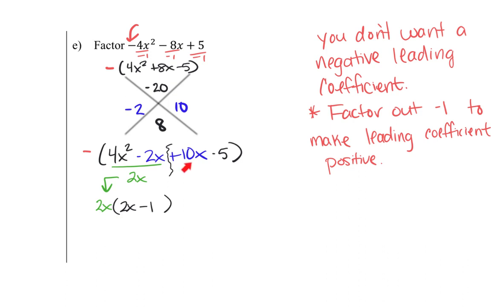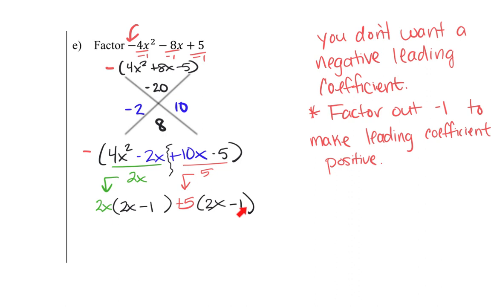Then we're going to look at our second group. What can we factor out of the second group? We can factor out a 5. So pull the 5 out. Then we have 10x divided by 5. That's going to give me 2x. And then negative 5 divided by 5. That's negative 1. We can check our groups. Our groups are the same. So that means we've done it correctly.